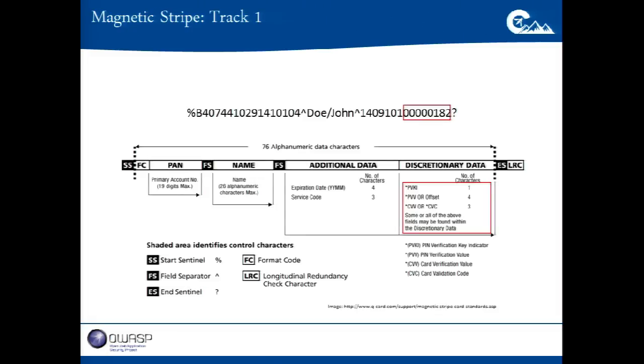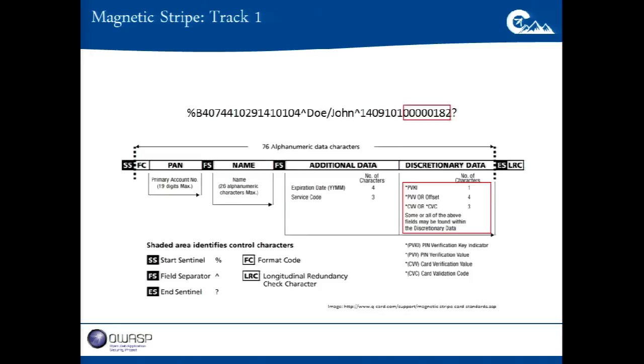Now, there is a CVV number also written on your card, on the back side of the card. That number is different than this number. This is the original CVV. The number which is physically printed on the back side of your card is CVV2.